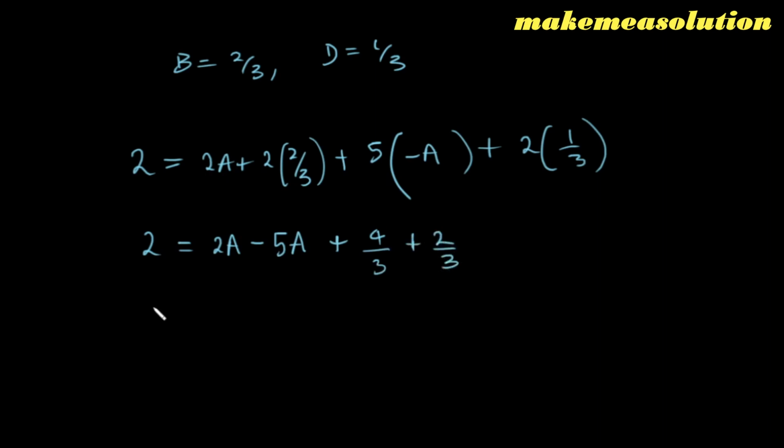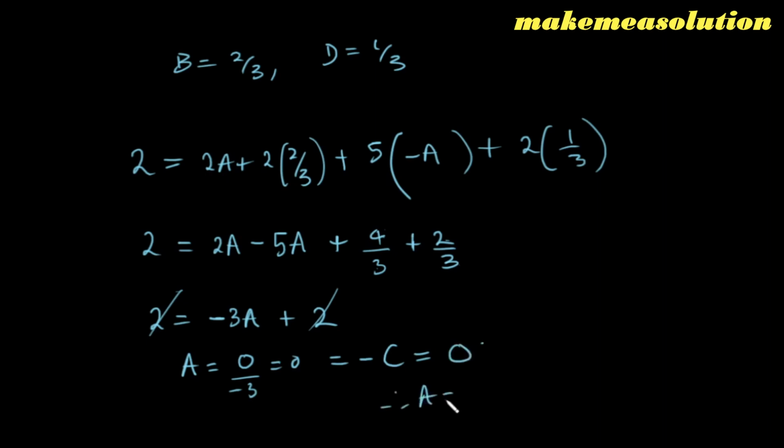2 over 3. So you have 2 is equal to negative 3a, plus 4 over 3 plus 2 over 3 is 2, because 4 plus 2 is 6, and 6 divided by 3 is 2. So 2 cancels out 2. Then you find out that a is equal to 0 over minus 3, which is equal to 0, and equal to minus c, and it implies that c is also equal to 0. Therefore, a is equal to minus c, and both of them are 0.